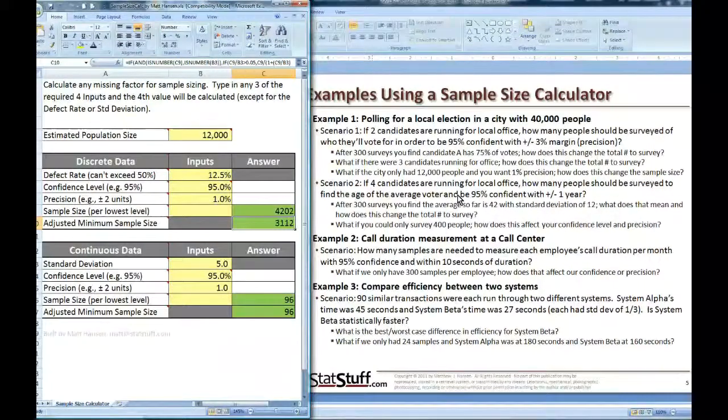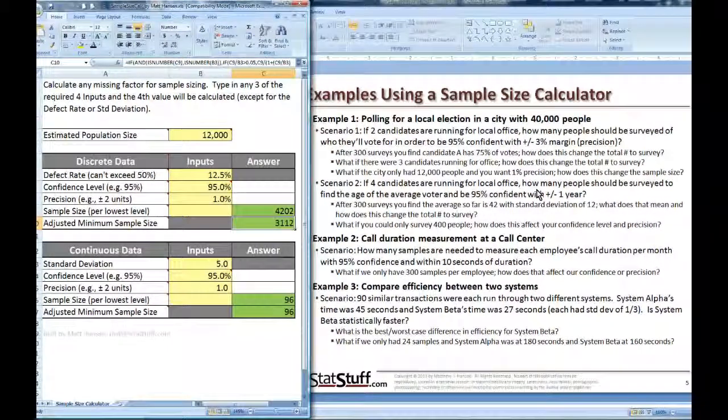Let's say that there are 4 candidates running for local office. How many people should be surveyed to find the age of the average voter and be 95% confident with plus or minus 1 year? Well, in order to figure this out, we have to first again figure out which calculator we're going to use, the discrete or continuous. Well, we're not really trying to measure who's going to vote for who, so it's not really discrete values.